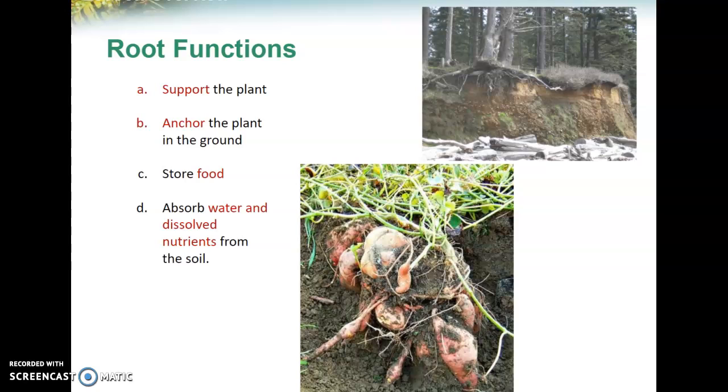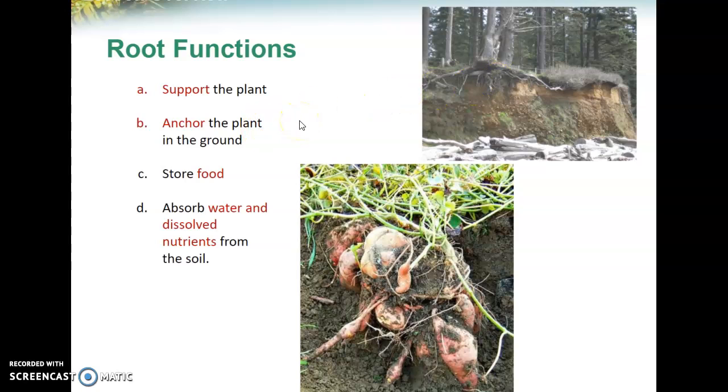Think of a tree. Look at this tree here, where part of the bank has eroded away, and plants and roots help prevent that erosion to some extent, but not enough here. And the plant is losing its support, and it's going to fall. They anchor the plant in the ground.